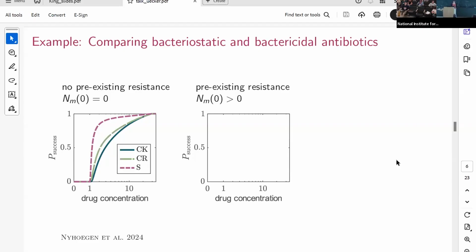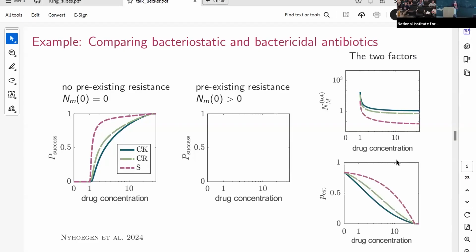Now we can ask, why is that? And for that, it's helpful to look at these two factors. The total number of mutants that are appearing during population decline, the mutational input, and the establishment of mutations if they appear. You can see here this bacteriostatic drug is leading to the lowest number of mutations, which is kind of clear, because if there's no replication happening, and we're assuming that mutations happen at cell replication, then there will be very few new mutations, but it actually has the highest establishment probability if a mutation appears.